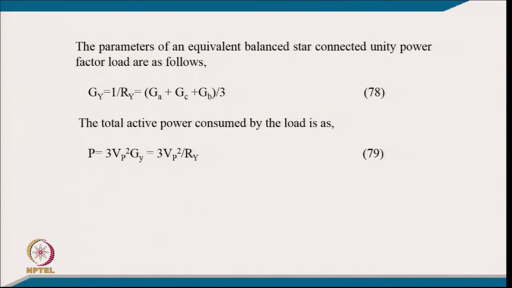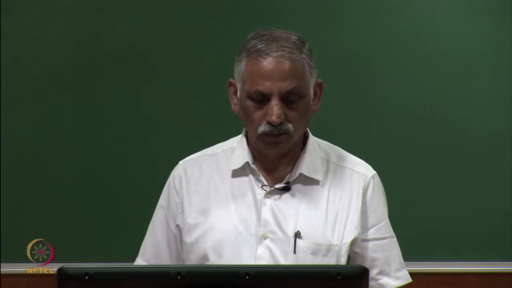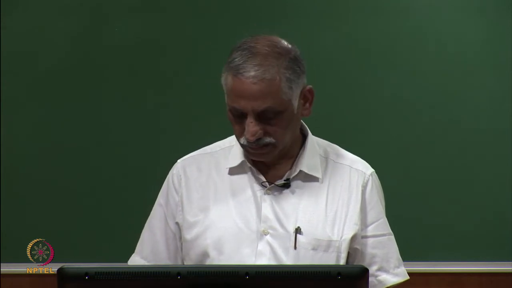The conductance of the equivalent balanced unity power factor load after putting in the compensator is G_y, equal to 1 upon R_y, equal to (G_A plus G_B plus G_C) by 3. The total active power consumed by the load is P equal to 3 V_P squared G_y, because V_P is the per-phase voltage and G_y is the per-phase conductance. You can put this equal to 3 V_P squared by R_y. So, that is the power consumed by the total load, which may be an unbalanced load, or even a single phase load or 2 phase load. So, all conditions of 3 phase 4 wire can be covered under these solutions.